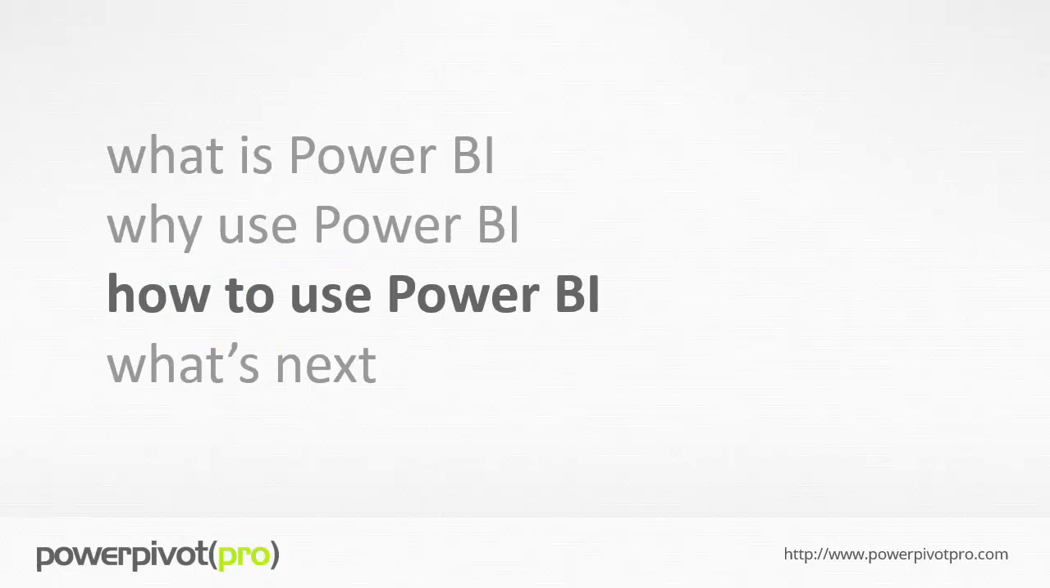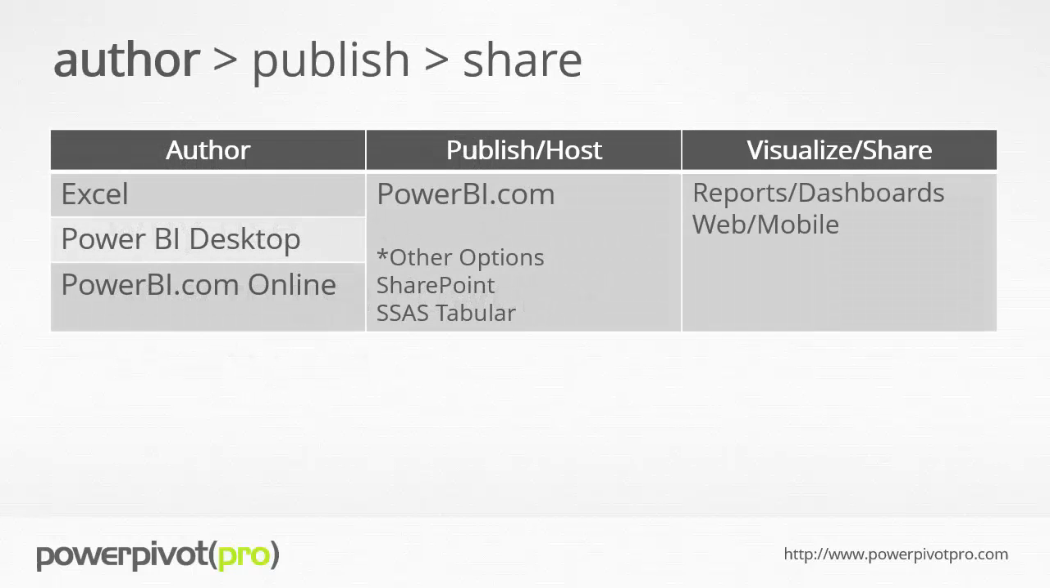Now, how to use Power BI? I did say I'm going to spend most of the time on this section. There are 3 activities. One way to look at it is parsing into 3 activities. Author, publish, and then share or visualize. You have a few authoring tools. You can use Excel with the add-ins, Power Pivot, Power Query. You have Power BI Desktop, that's the new sheriff in town. And you can just go to powerbi.com and connect online directly to sources, and that essentially builds a data model for you.